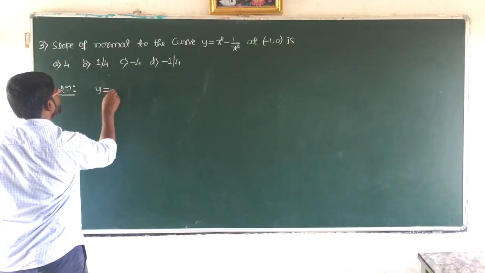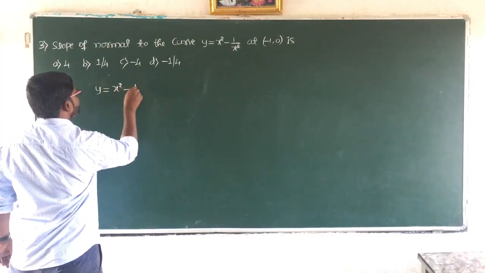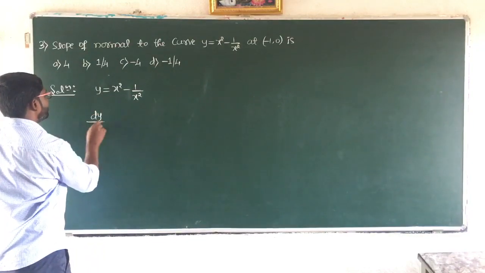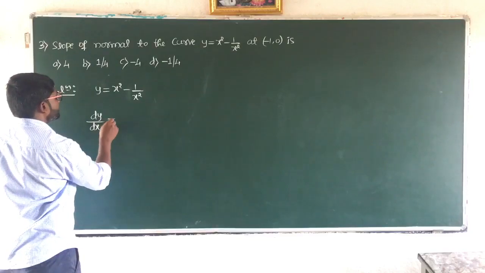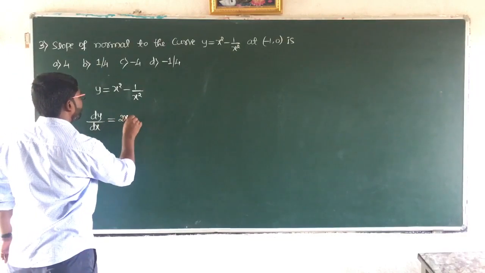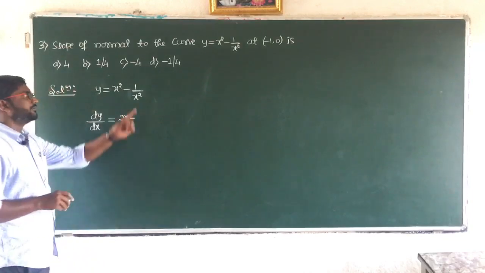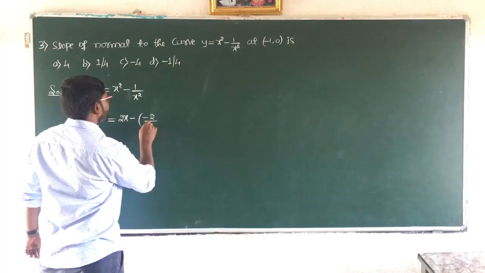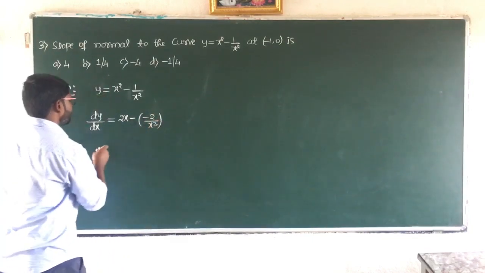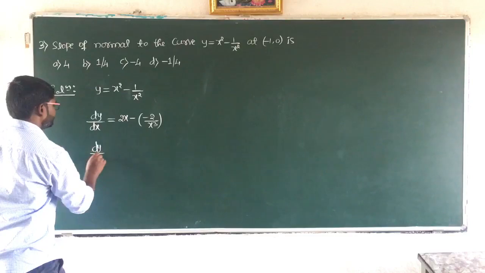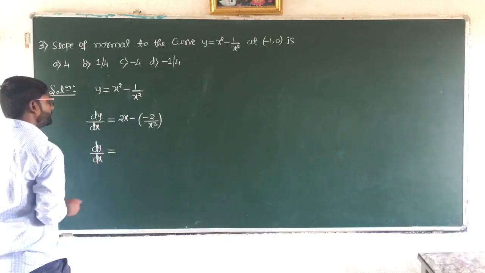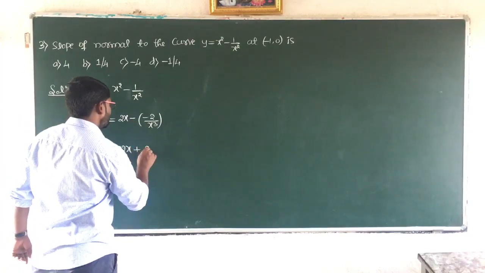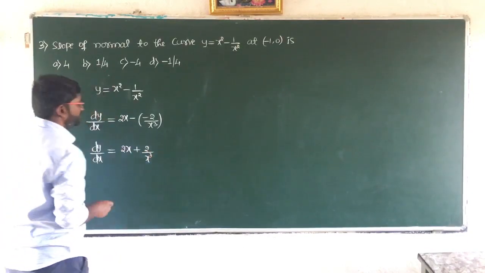y is equal to x square minus 1 divided by x square. So now let us go for differentiation. dy by dx is equal to derivative of x square, which is 2x, then minus, write it as it is, derivative of 1 by x square, which is minus 2 divided by x cube. So now see here, dy by dx is equal to 2x, minus into minus becomes plus 2 divided by x cube.